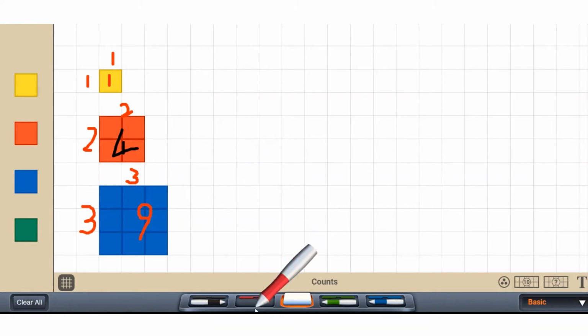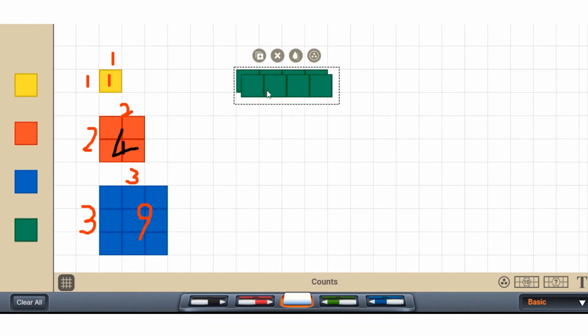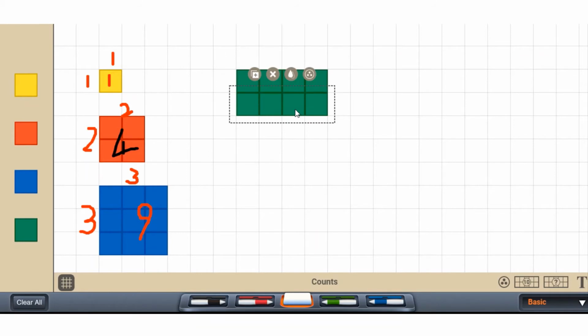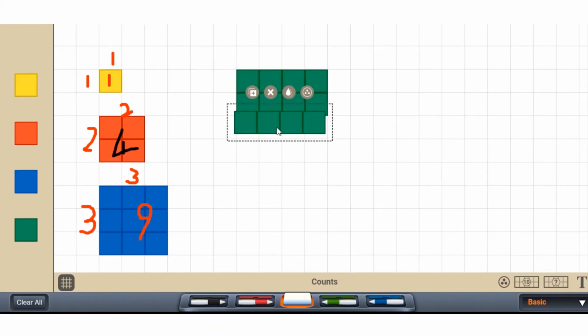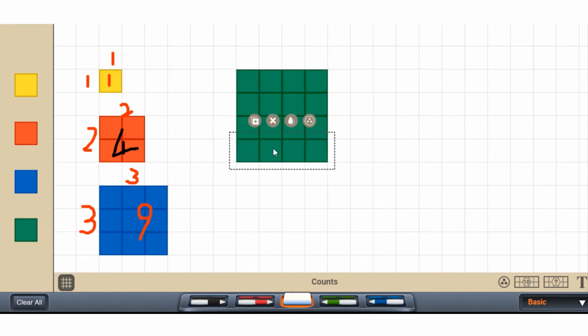I think by now you probably know what 4 times 4 is going to look like when we show it on the grid. 1, 2, 3, 4. We need another lot of 4, that's 2 times 4, we've got a rectangle. And another lot of 4, that's 3 times 4, we've still got a rectangle. But when we make it 4 times 4, we get a beautiful square.